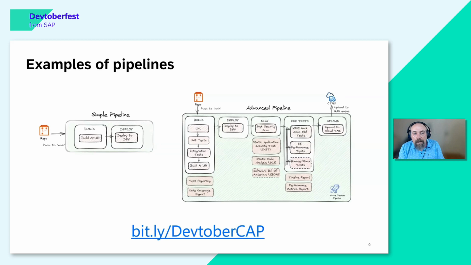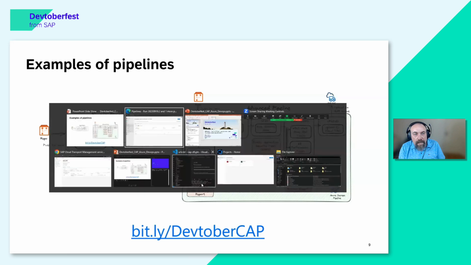So I'm about to show two examples. One example is a simple pipeline, which does a build and deploy. And then there's a more advanced pipeline, which would allow you to scale up to meet the needs of your specific application. So now let me click on this link. Should open up the repository.